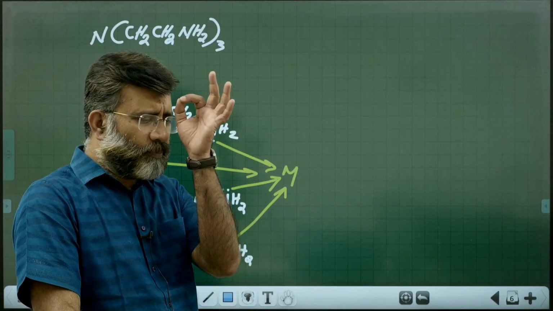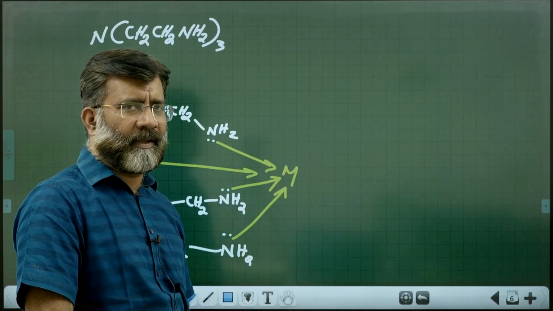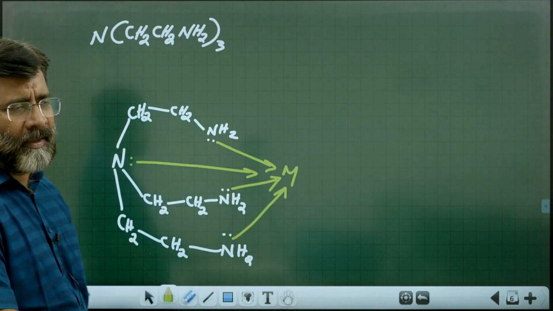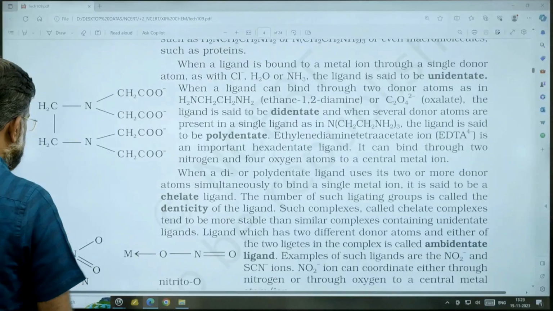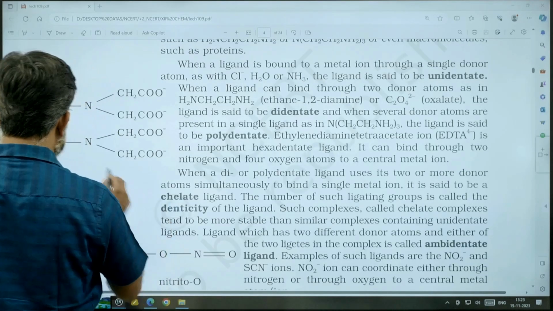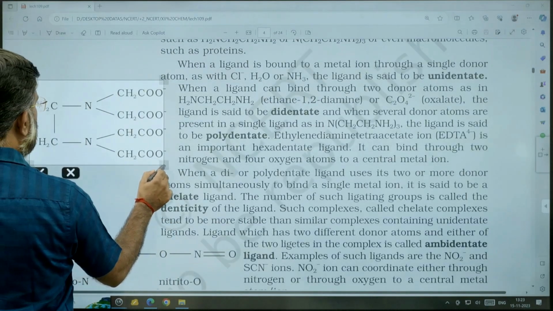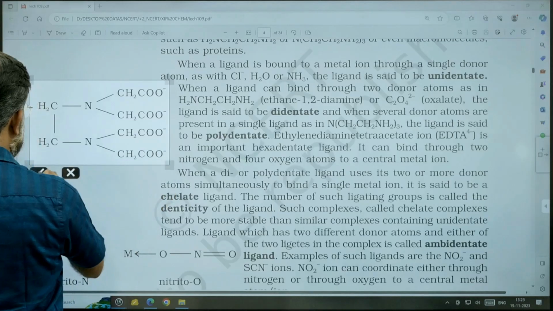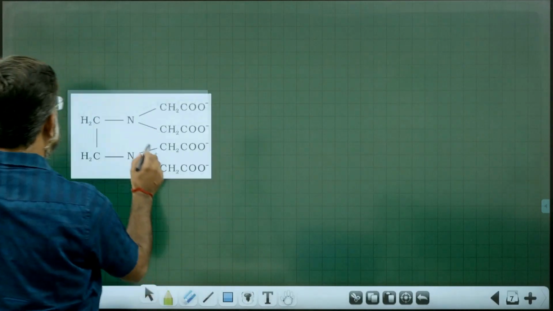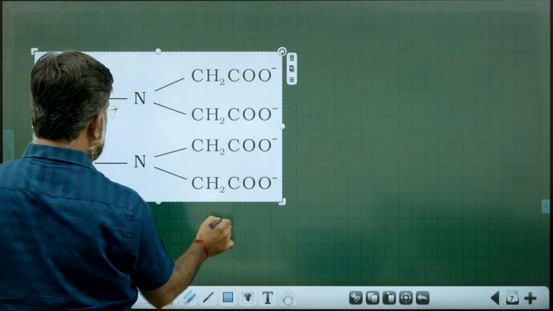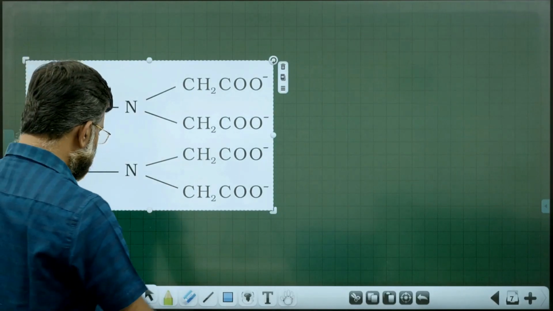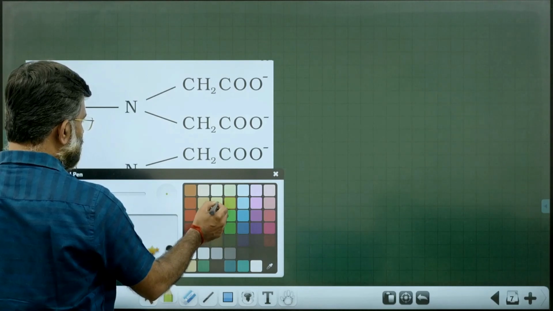One of the most popular complexing agents in the chemistry in this chapter is EDTA. EDTA is very popular. This is EDTA, ethylenediaminetetraacetate. EDTA is a very popular complexing agent. What is the denticity? EDTA, how much is the denticity character?